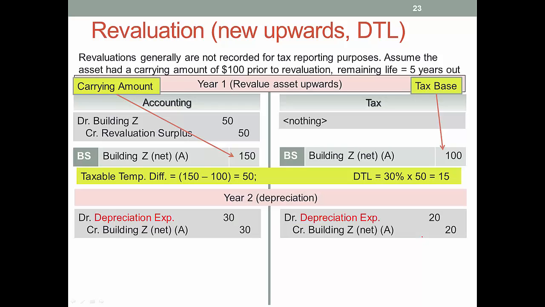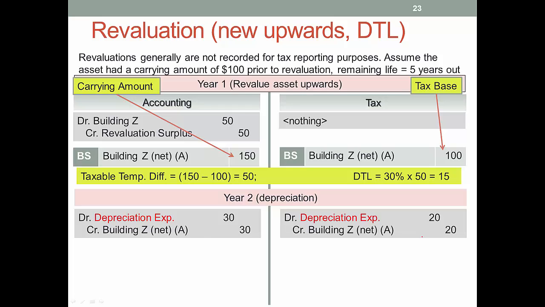Let's go forward into the second year. What's going to happen in the second year? You're going to do some depreciation. Remember that this asset has already been owned for 5 and there's 5 left. So year 2 is actually the 6th year of the asset's life. So we're depreciating it when we revalued it to 150. 5 years are left, $30 a year. So that's the accounting depreciation.